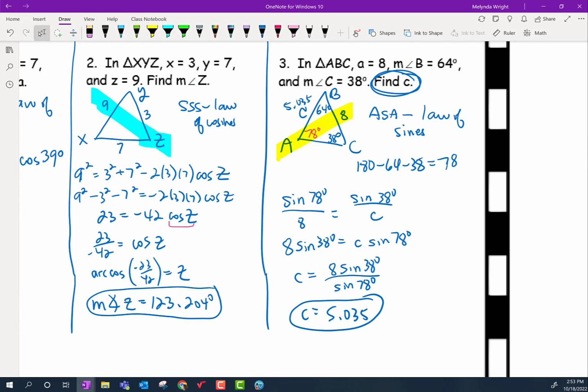If we got a number bigger than 8, should we be concerned? We sure should. Because if you recall, it's perfectly matched. The biggest angle is across from the biggest side, and the smallest angle is across from the smallest side, and the medium angle is across from the medium side. It's exactly perfectly matched. Okay?